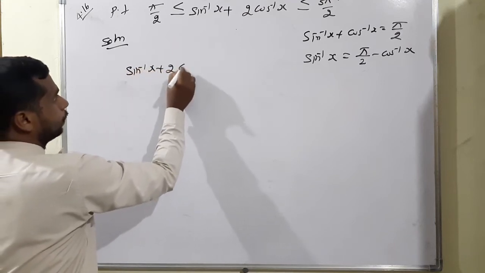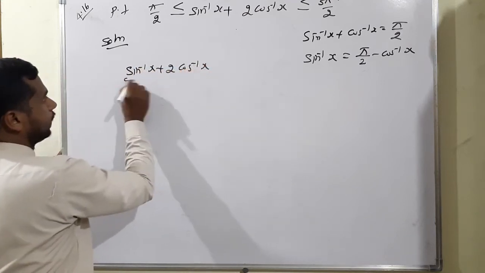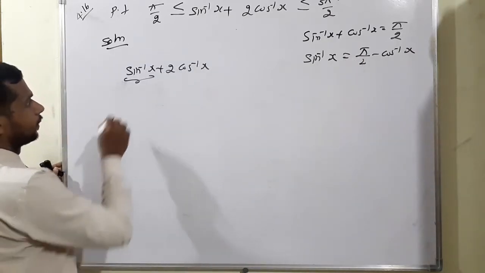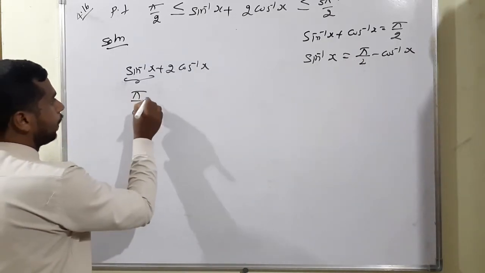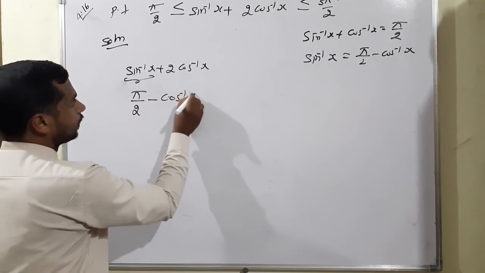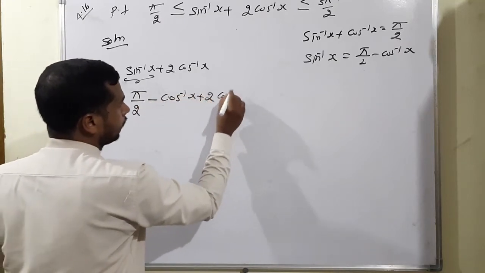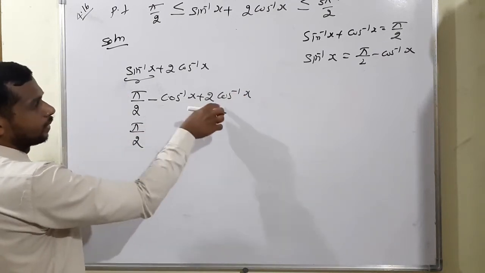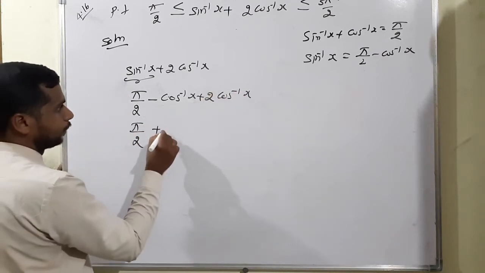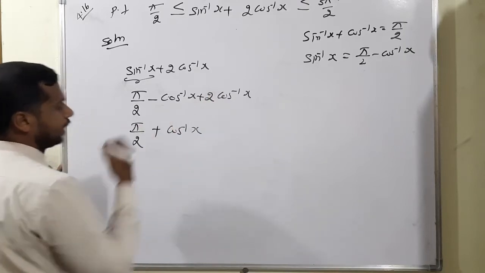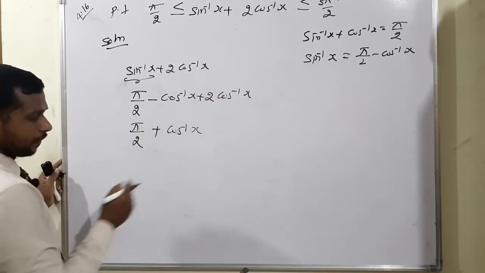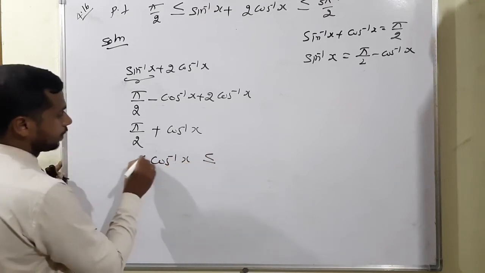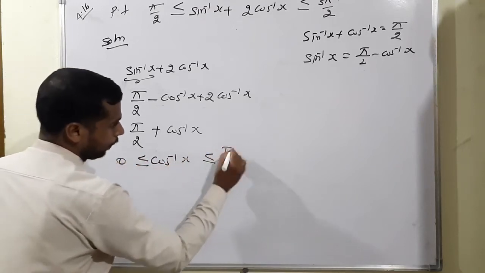The given main term is sine inverse x plus 2 cos inverse x. Instead of sine inverse x, we can write pi by 2 minus cos inverse x. So pi by 2 minus cos inverse x plus 2 cos inverse x means positive cos inverse x. So, what is the range for cos inverse x? Cos inverse x ranges from 0 to pi.